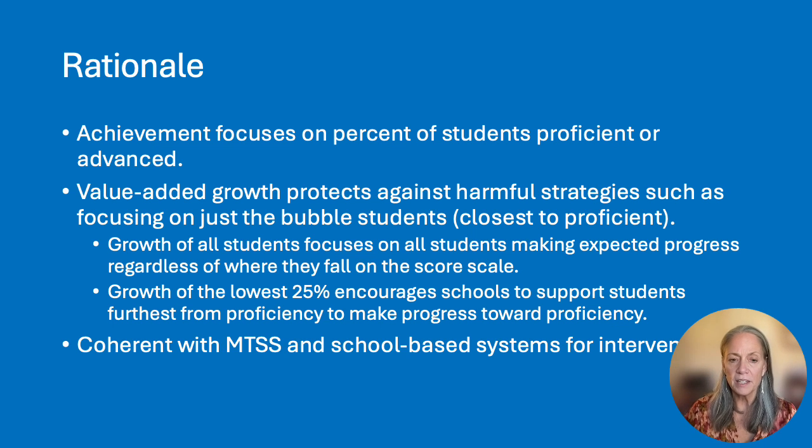And the reason for that is that growth of all students focuses on all students making expected progress, regardless of where they fall. So you've got an indicator that looks at all of your students, and then the growth of the lowest 25% of students in achievement encourages schools to support students furthest from proficiency to make progress toward proficiency. This is coherent with existing multi-tiered systems of support and school-based systems for intervention.